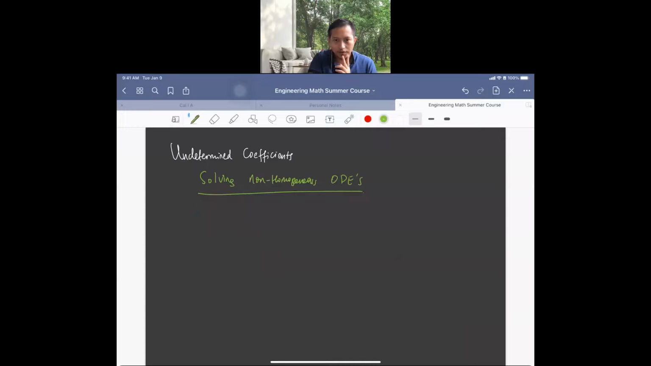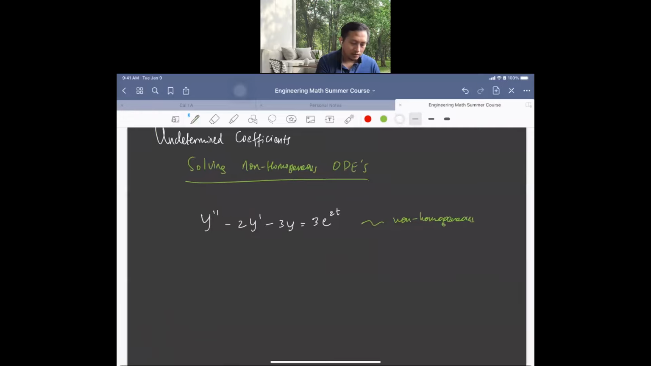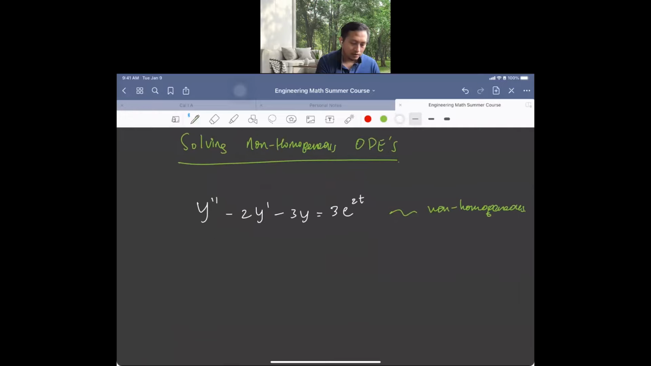I think I will just give you illustrations on what we have. So let's say we have y double prime minus 2y prime minus 3y equal to 3e to the power of 2t. We know that this is non-homogeneous, right? First, let's say we have yp, that is our particular solution.